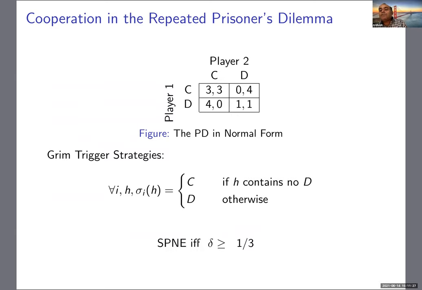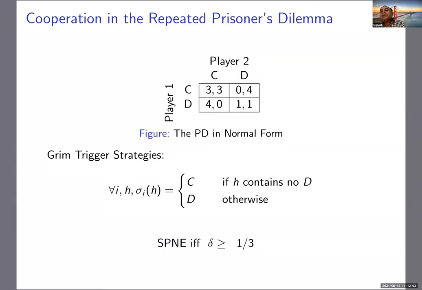And let's look at the grim trigger strategies. The grim trigger strategy says, everybody starts by playing C. And in any history that just contains C, we continue playing C. So if h contains no D, we play C, and as soon as somebody plays D, we switch to playing D forever. You can draw an automaton picture. We've all seen this undergrad stuff. I wasn't explicit about saying we start with C, but it's implicit in the first line, if h contains no D, so the beginning will also be C. And this is an SPNE for delta greater than or equal to 1/3.